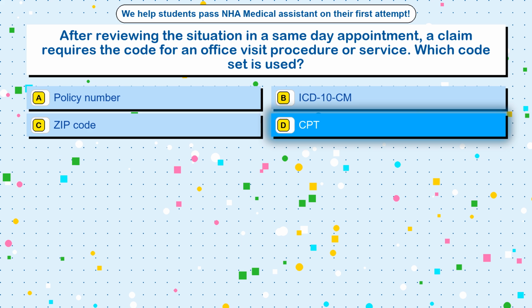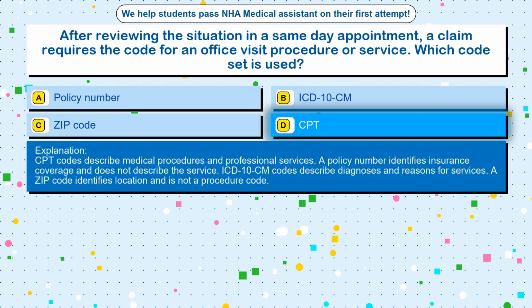CPT. CPT codes describe medical procedures and professional services. A policy number identifies insurance coverage and does not describe the service. ICD-10-CM codes describe diagnoses and reasons for services. A zip code identifies location and is not a procedure code.